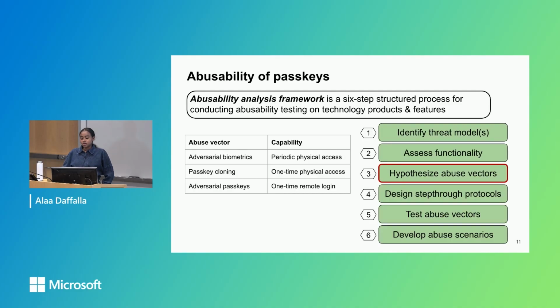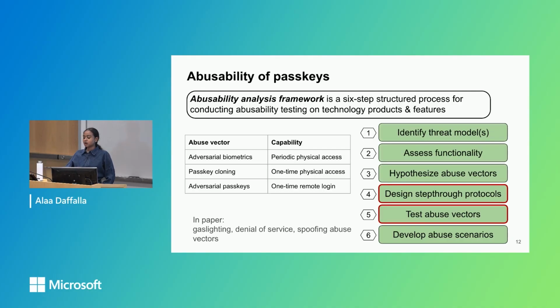And then in step 3, we hypothesized a set of potential abuse vectors in our identified threat model. 3 of those abuse vectors pertain to unauthorized access, which are passkey cloning, adversarial passkeys, and adversarial biometrics. In the interest of time, and for this talk, we will discuss these abuse vectors pertaining to unauthorized access. However, the remaining 4 abuse vectors are mentioned in the paper.